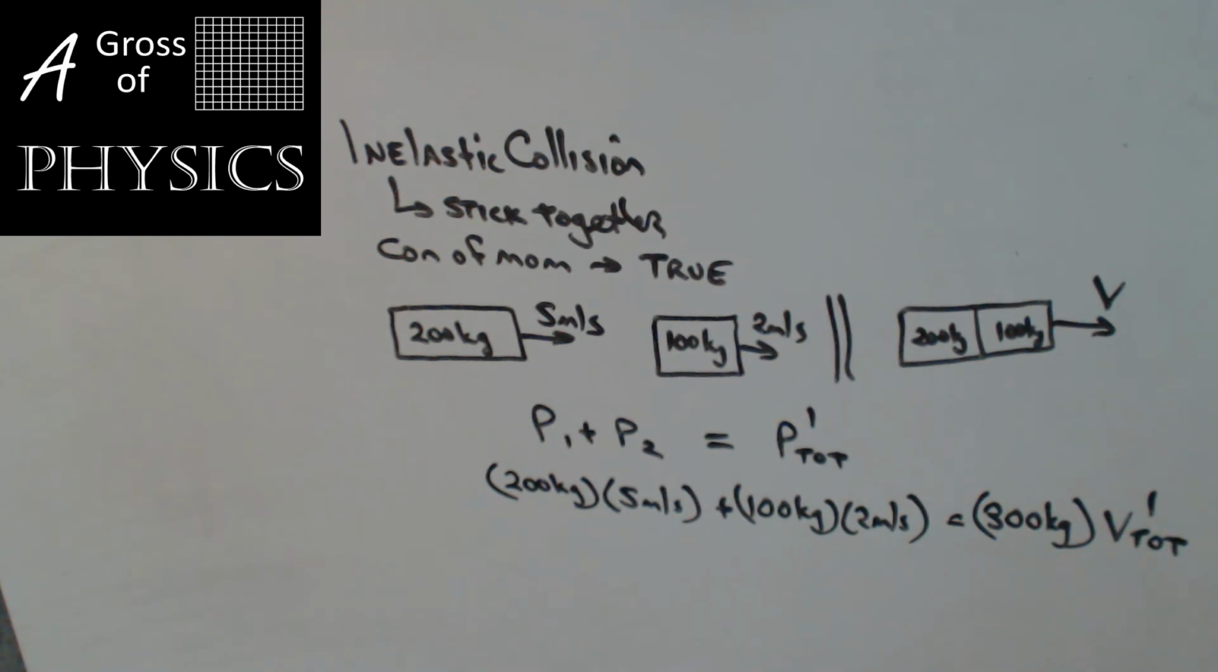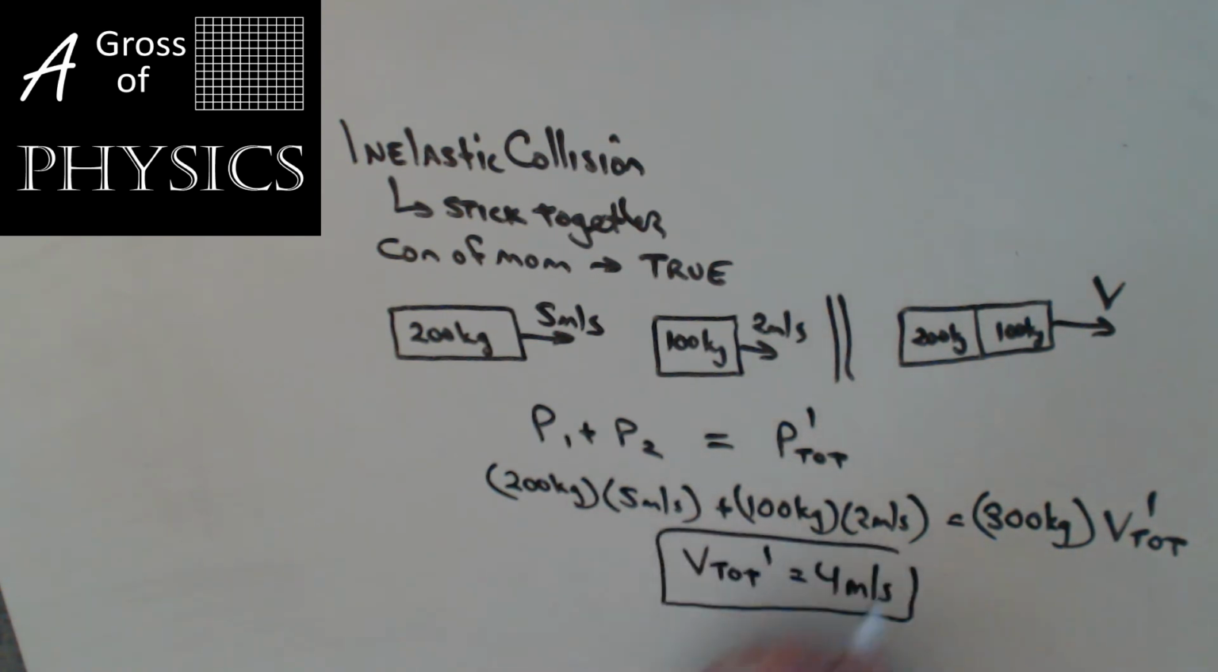All right, with the calculator, we're going to do 200 times 5, which is 1,000. We're going to add that to 100 times 2, which is 200. So it's 1,200 total. And then divide that by 300. So when we do that, we have V total prime equals 4 meters per second. Now, the 4 means it's going to be moving to the right. If it were a negative value, it means it would be going to the left.